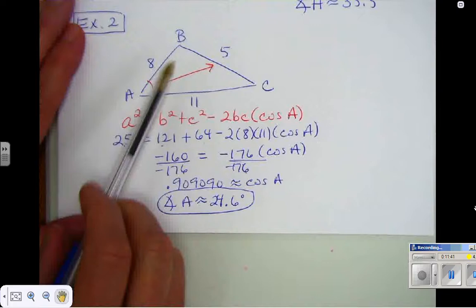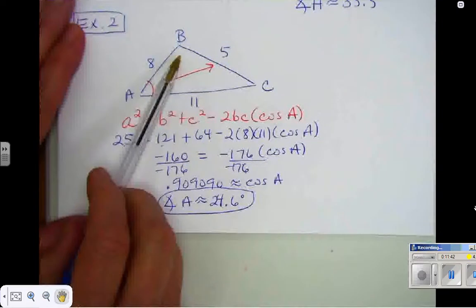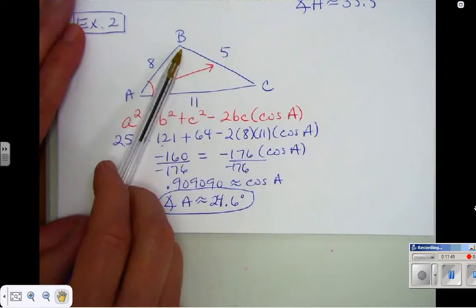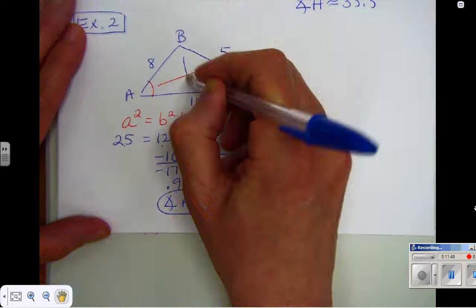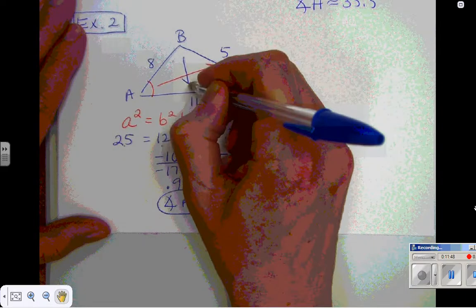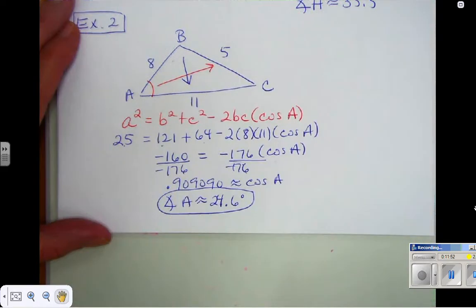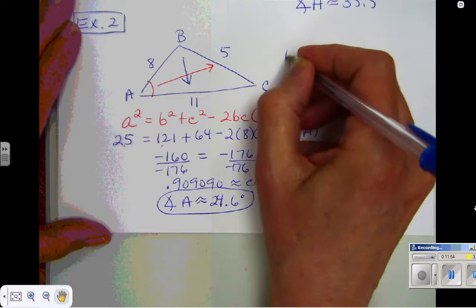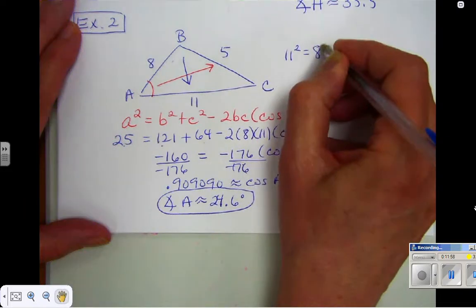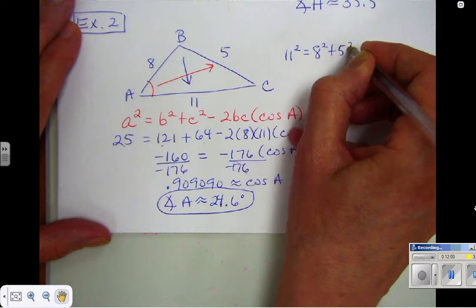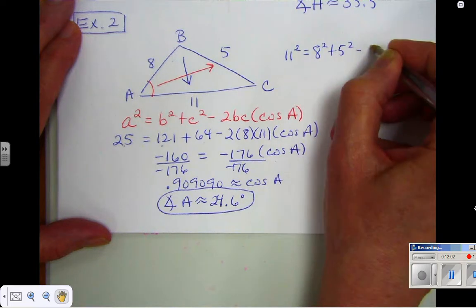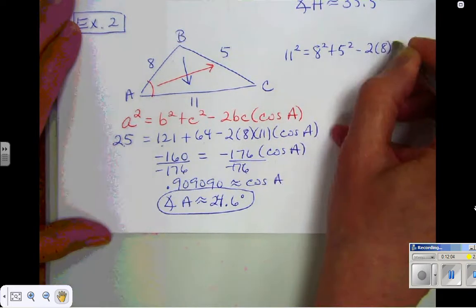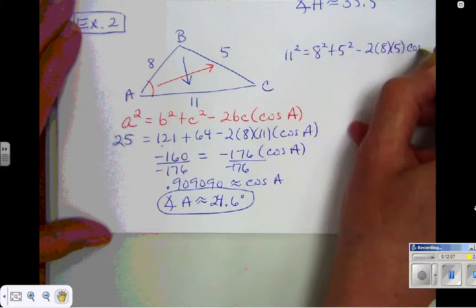Now let's solve for angle B. So since I'm looking for angle B, then I'm going to set it up so it's equal to side B squared. 11 squared equals 8 squared plus 5 squared minus 2 times 8 times 5 times cosine B.